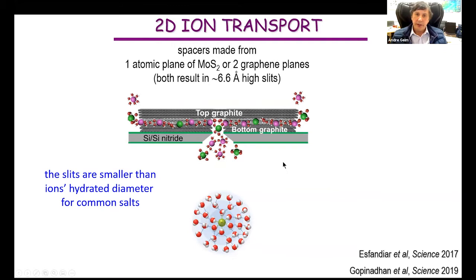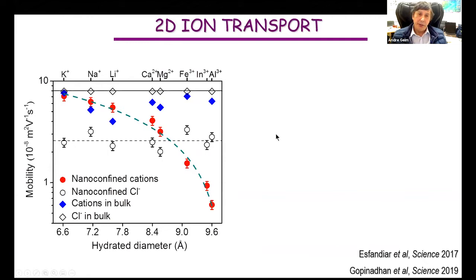This is an example of our measurements. Again, I don't want you to remember everything on this slide except this: this is what kind of cations we used in our experiments, and those red dots show the mobility as a function of those cations' hydrated diameter. Our slit is approximately this size, 6.6, 6.7 angstrom high, and K+ exhibits essentially no hindrance at all. It moves as easily as in bulk water. But as we go to larger ions, only 50% or less larger, their mobility within the channels is exponentially suppressed.